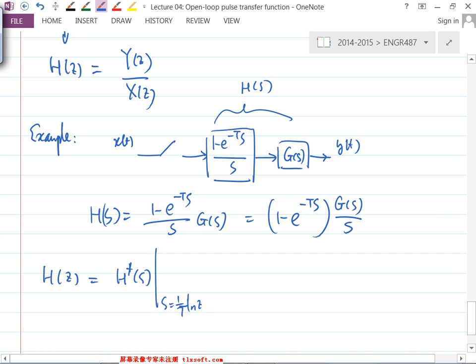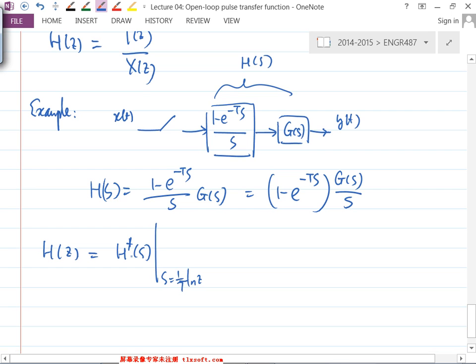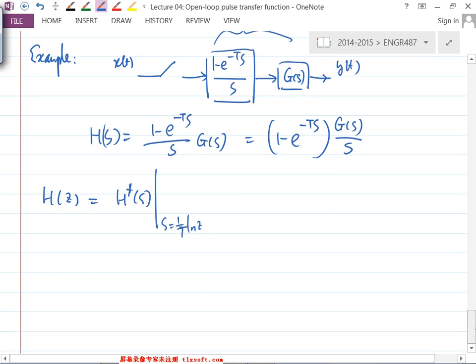However, we don't have h star of s, right? We only have h of s. So basically, the question here is how do we get this h of z from h of s? Is that good? So there are two ways of doing this. The first one is, here's h of s. First, we obtain h star of s. This is the first approach.